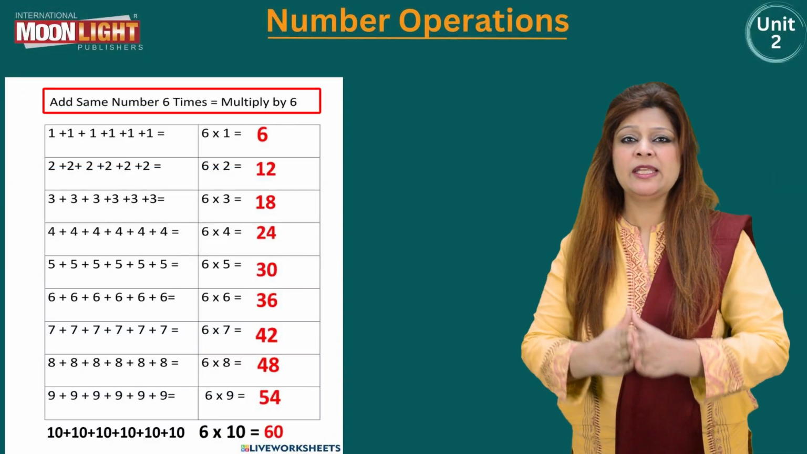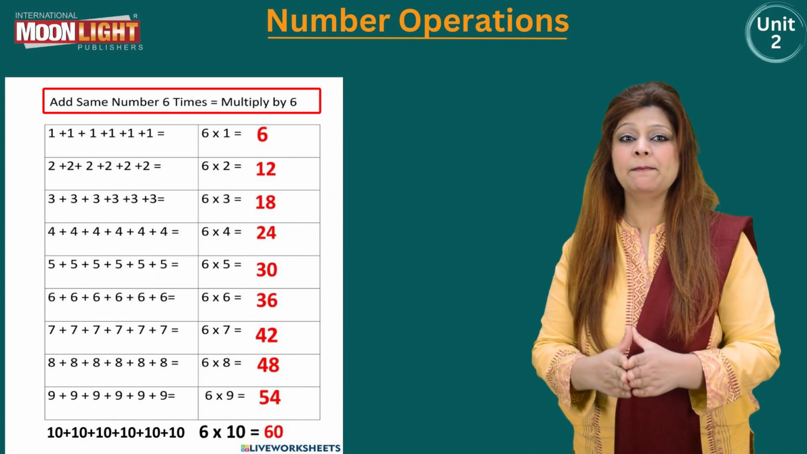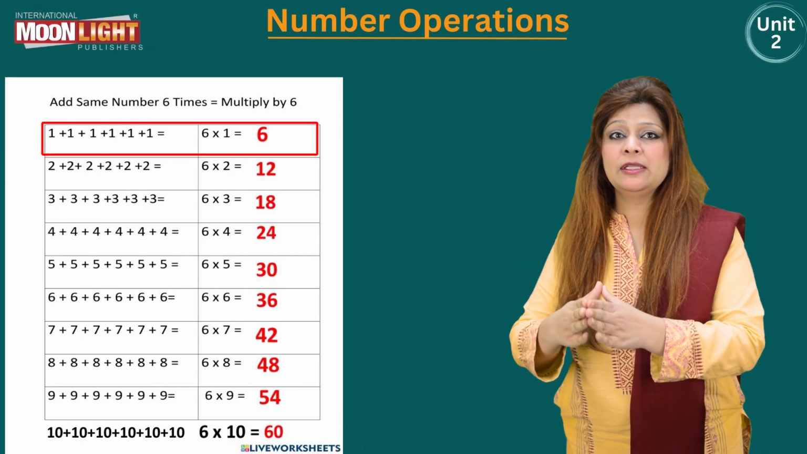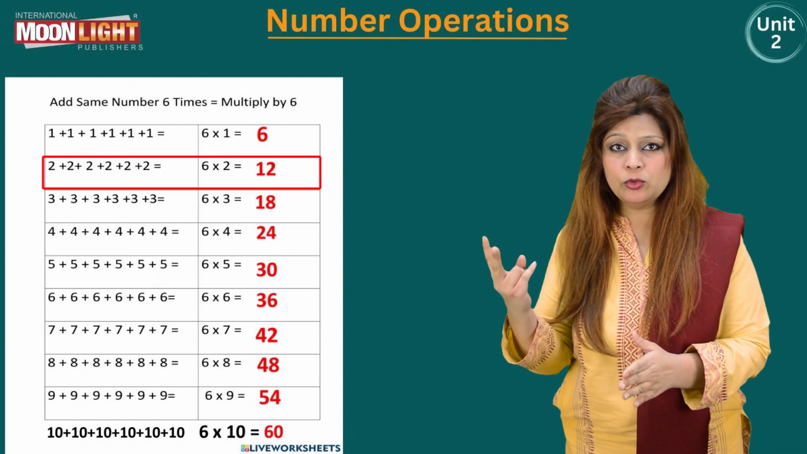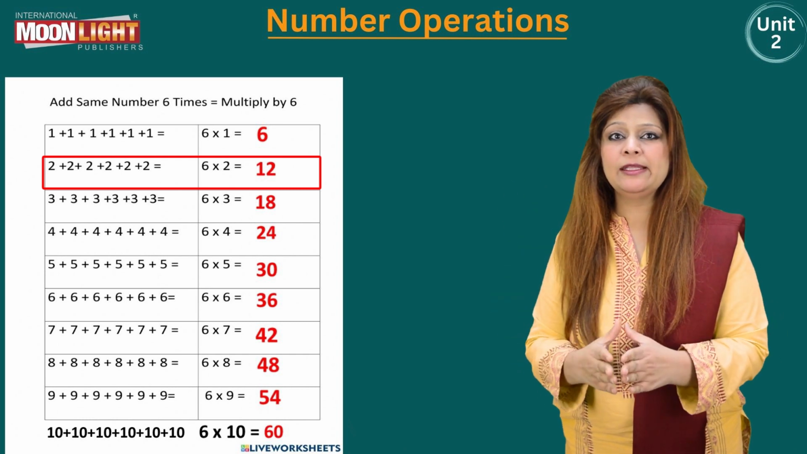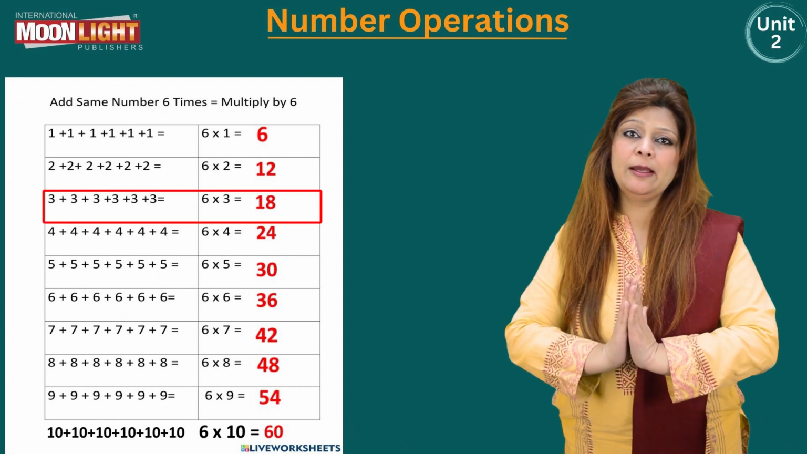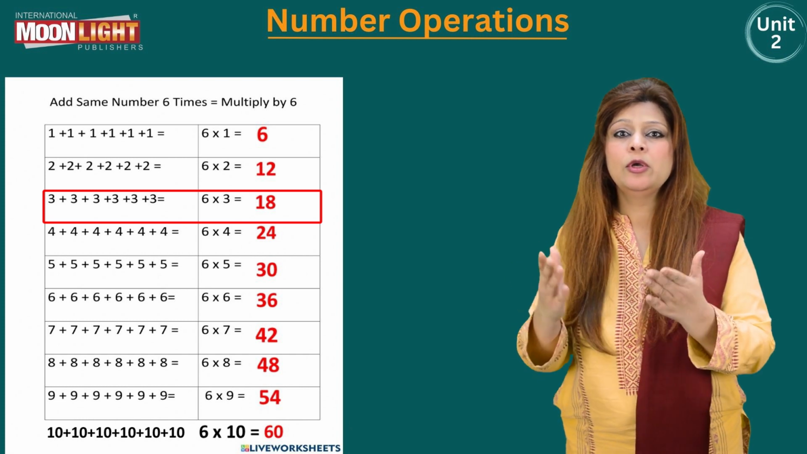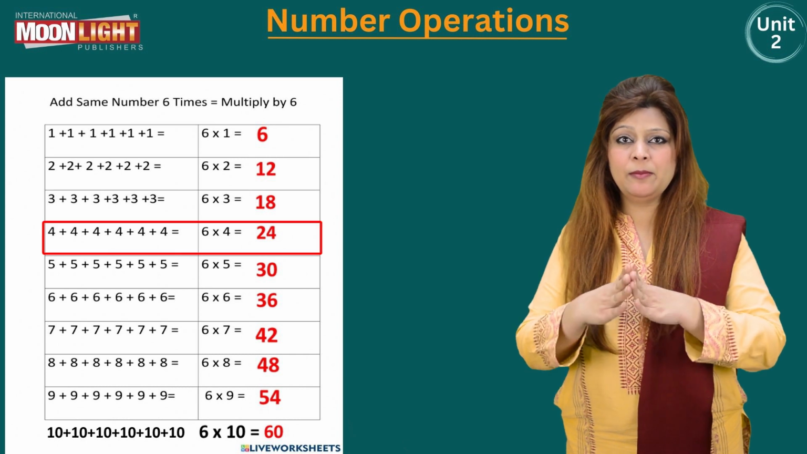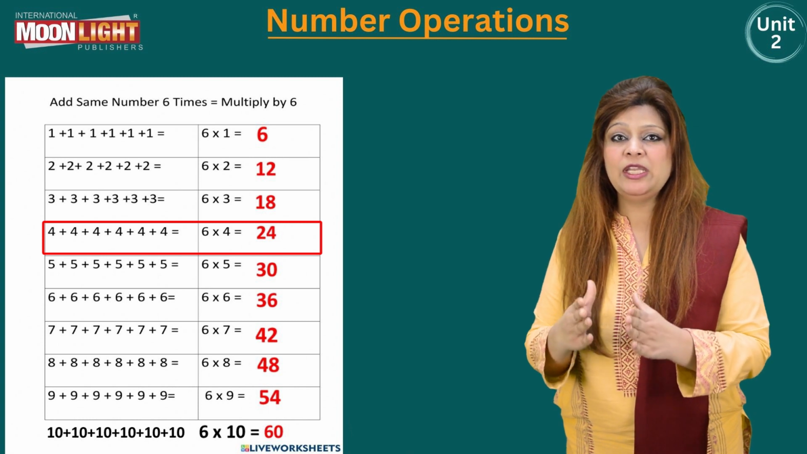Adding the same number 6 times is the same as multiplying by 6. For example, you can see in this slide, adding 1 six times, I will get 6 1's are 6. Now I am going to add the number 2 six times to get 6 2's are 12. Now I am going to add the number 3 six times to get 6 3's are, or 3 6's are, 18. Now I am going to add the number 4 six times again to get 6 4's are 24.